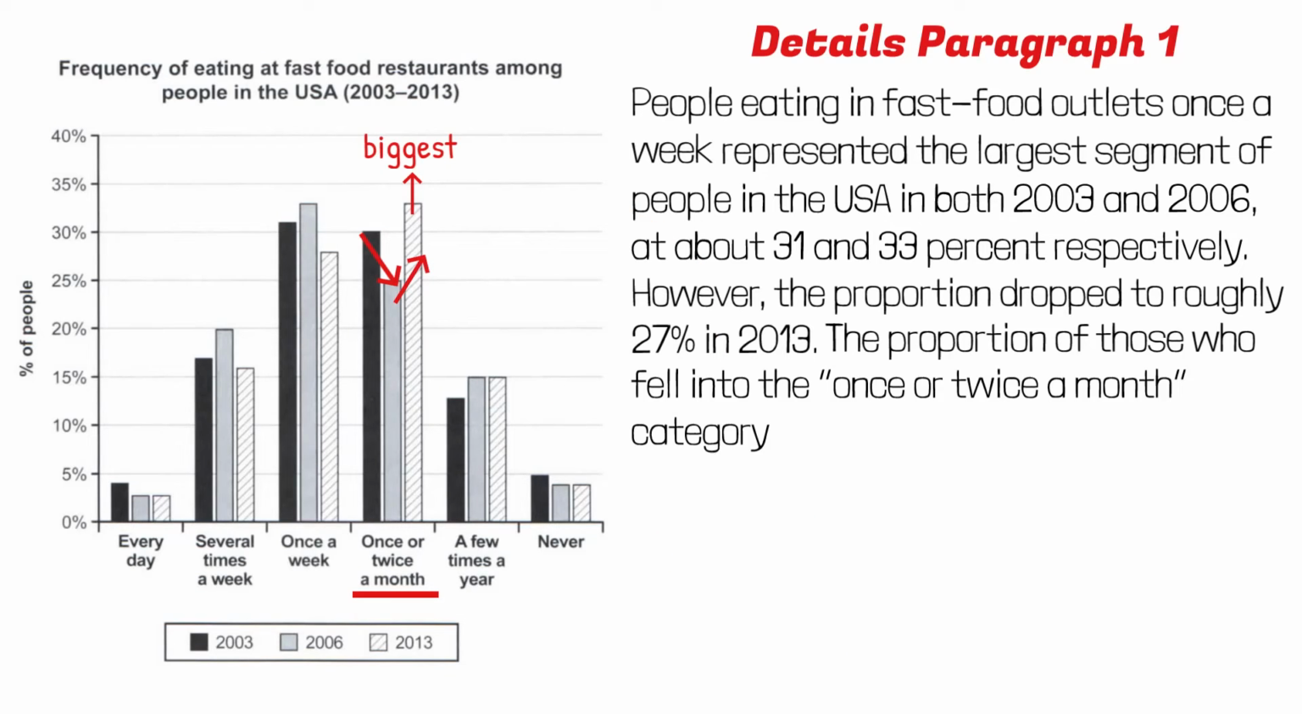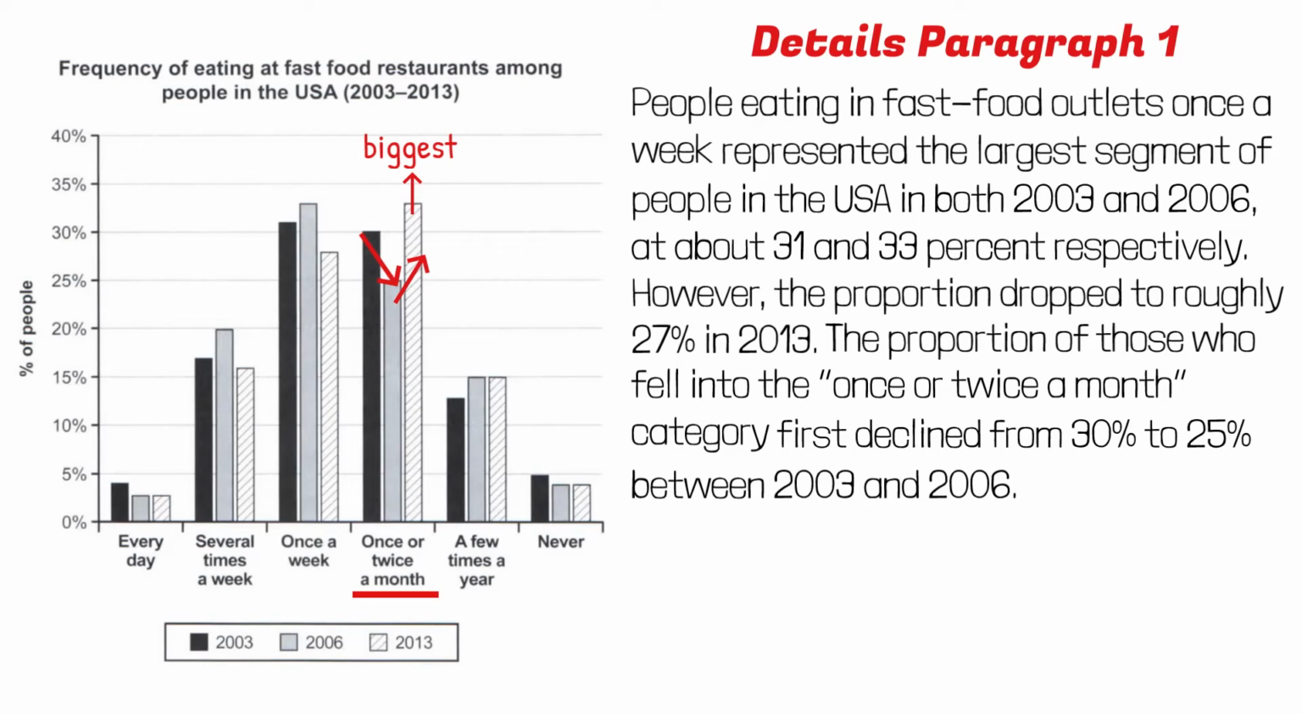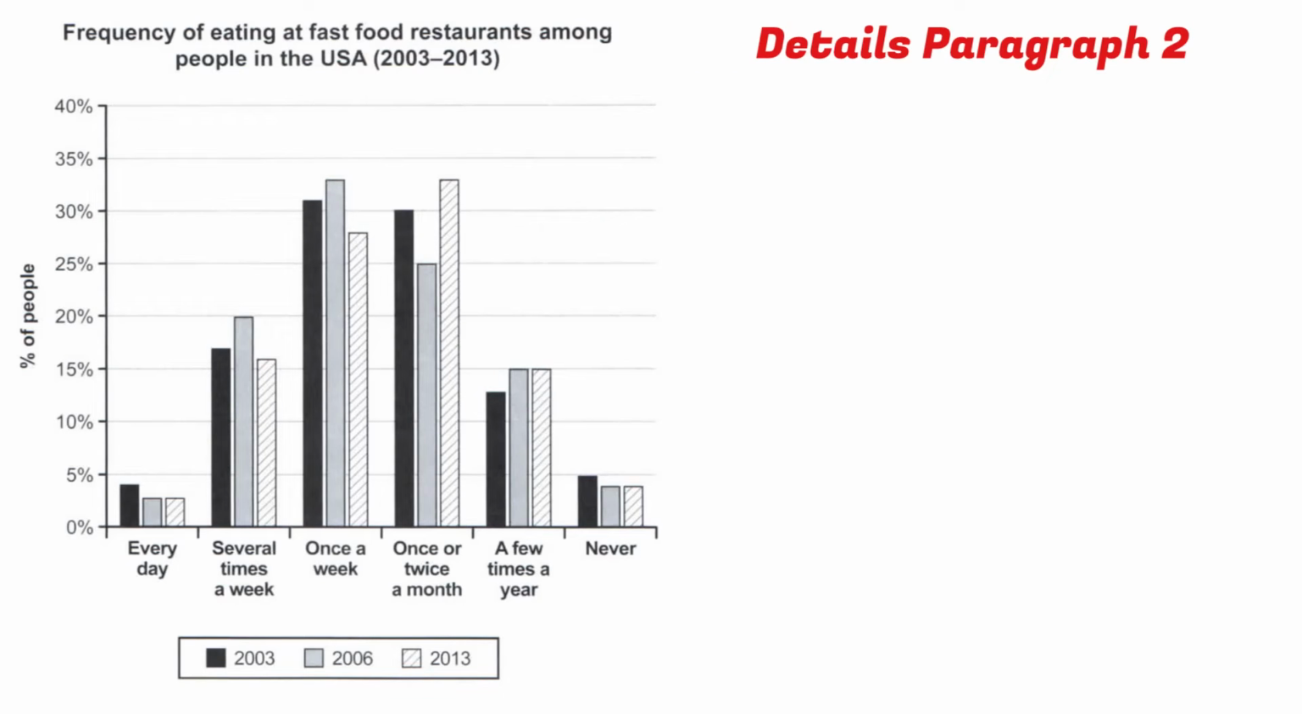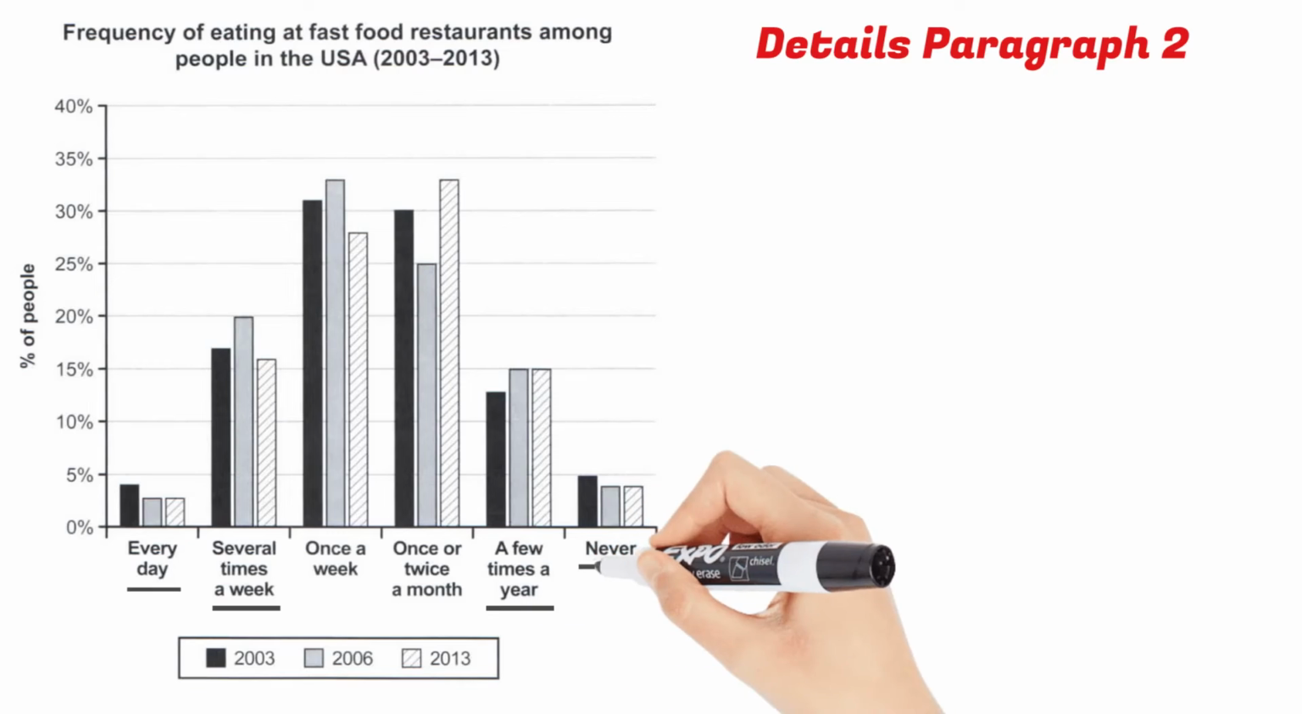The proportion of those who fell into the once or twice a month category first declined from 30 to 25% between 2003 and 2006. It then went up significantly to around 33% in 2013, making this category the largest that year. This paragraph is done. Let's move on to details paragraph 2, in which I will describe the remaining 4 categories.